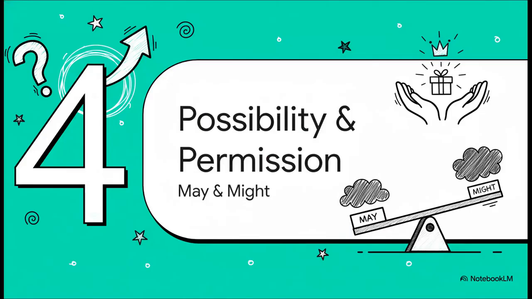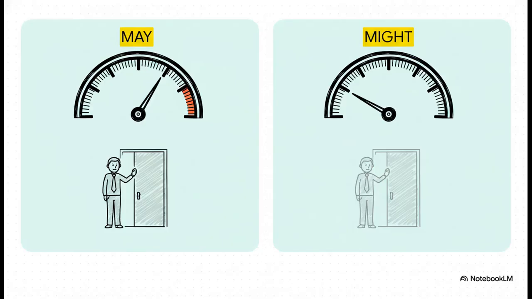Let's tackle our last pair, may and might. These two are all about politeness and possibility, but there's a tiny, subtle difference in how certain you feel. So the big difference here is really the level of certainty. May and might both talk about what's possible, but might kind of suggests a smaller chance. I like to think of may as maybe a 50-50 chance. Might feels more like a 25% chance. And remember, may is your best friend when you need to be extra formal and polite.